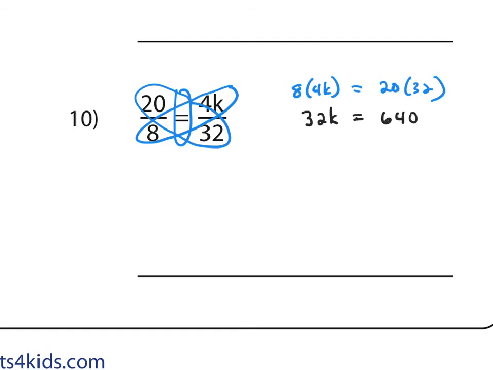So now we have to complete our solving step. What should I divide by on both sides? Divide by 32 on both sides. And can you tell me, please, what is the result? What does K equal once I divide? K should equal 20. All right, let's continue the I do, you do with problem number 5.